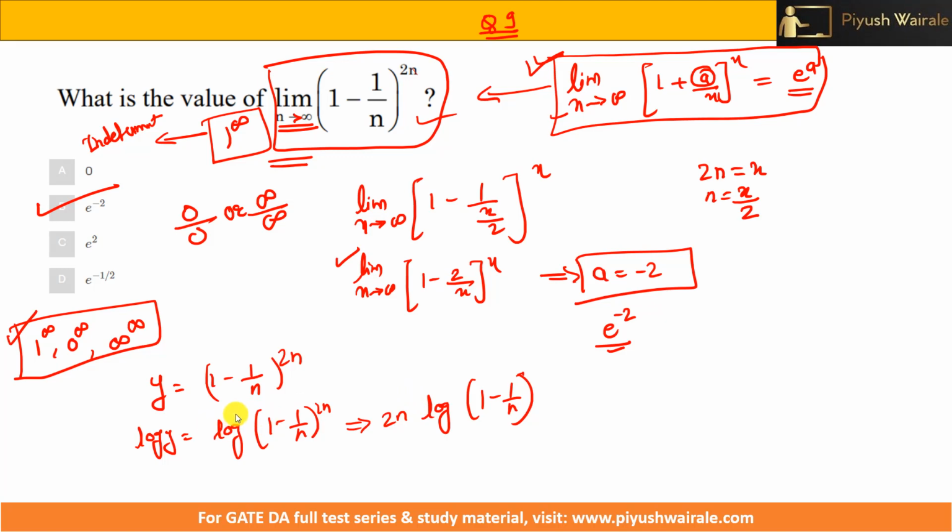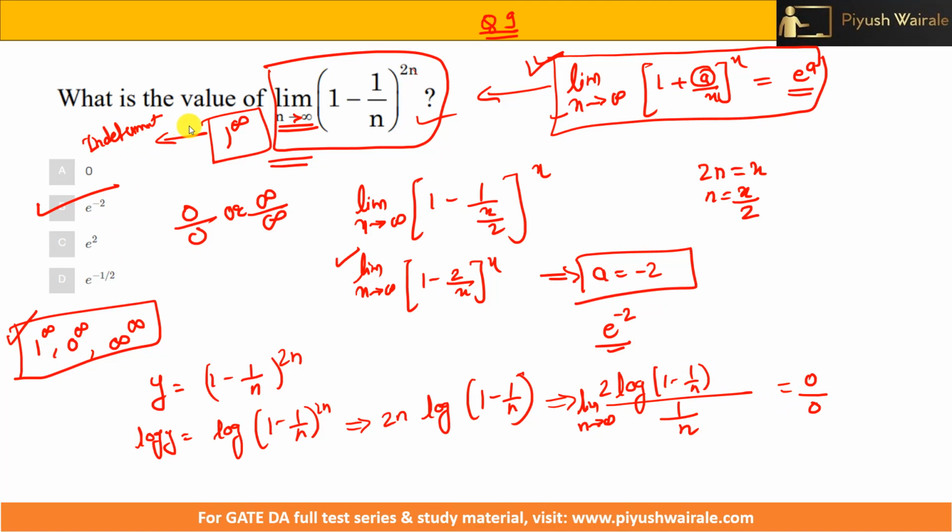So take the log on both sides, bring this power down, and then take the limit. I can write this equation as log of (1 minus 1 by n), that is 2, and basically 1 by n, right? So I can write it like this. If I take the limit n tends to infinity, in this case it will be 0 by 0 form.